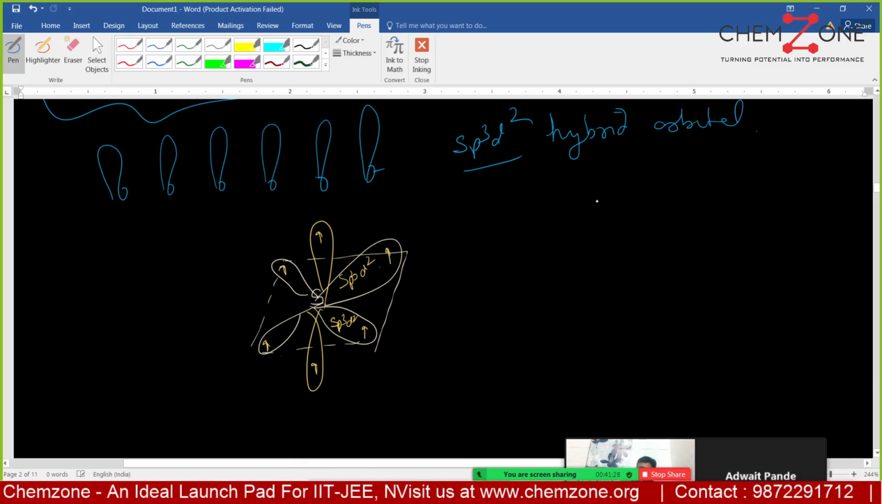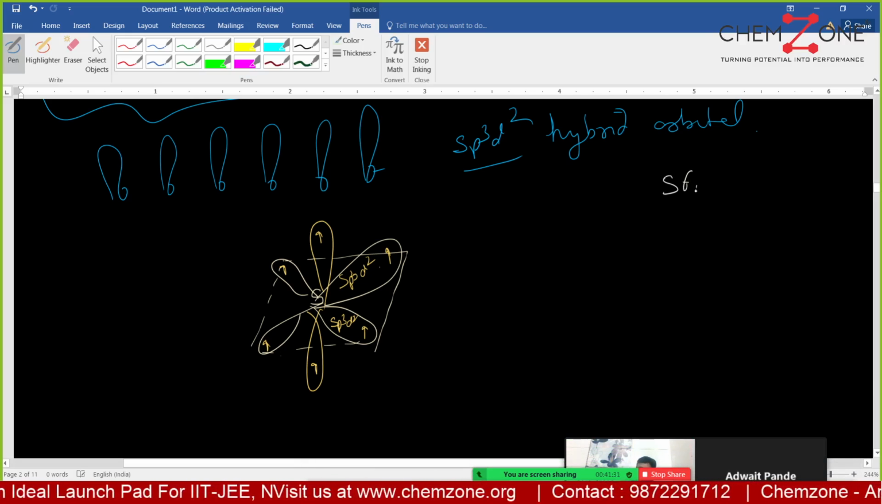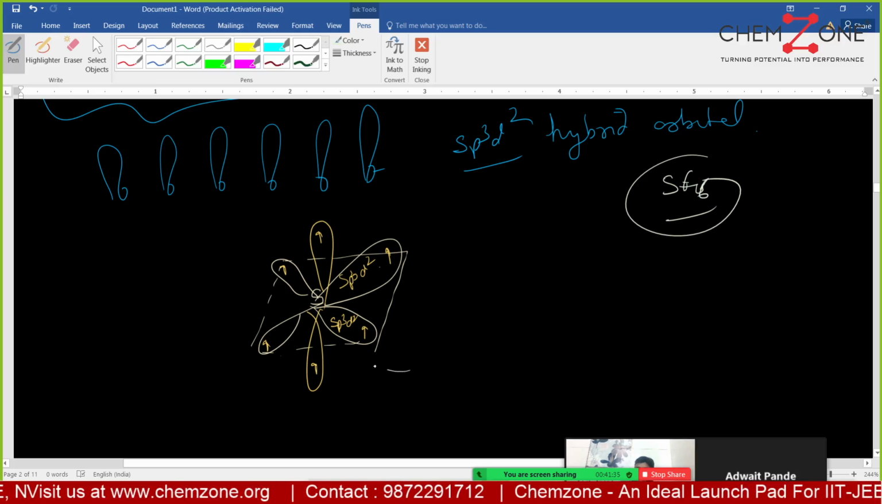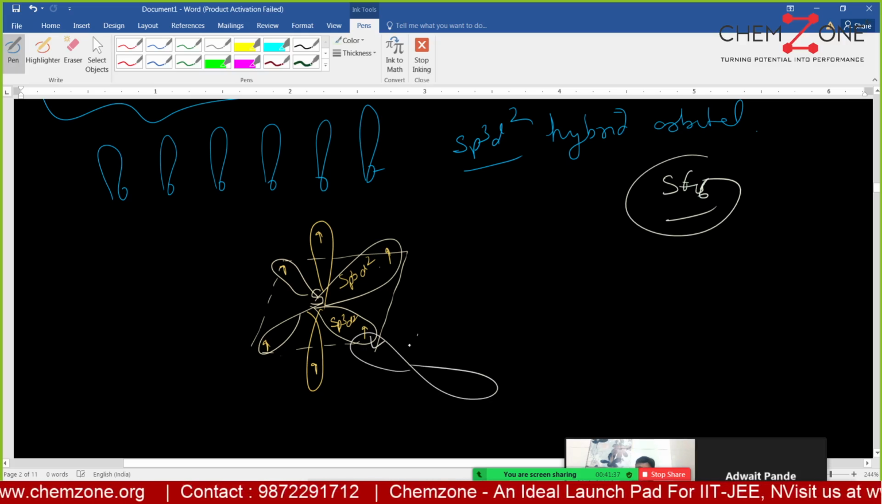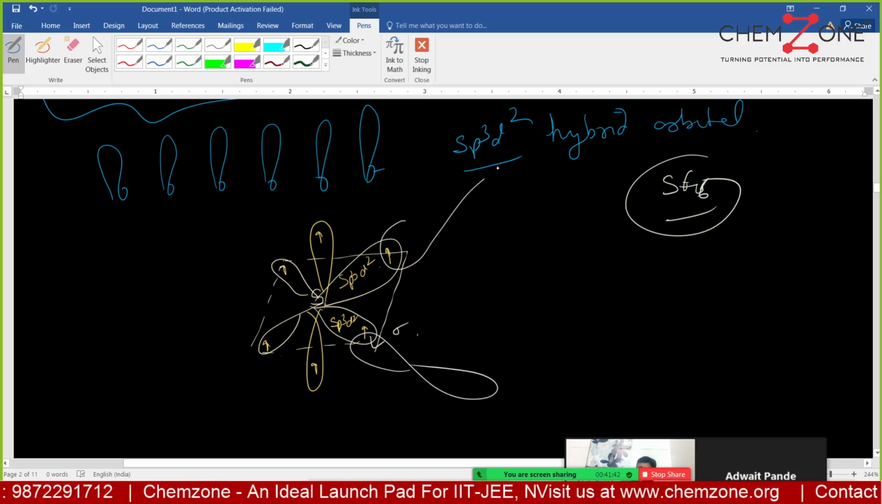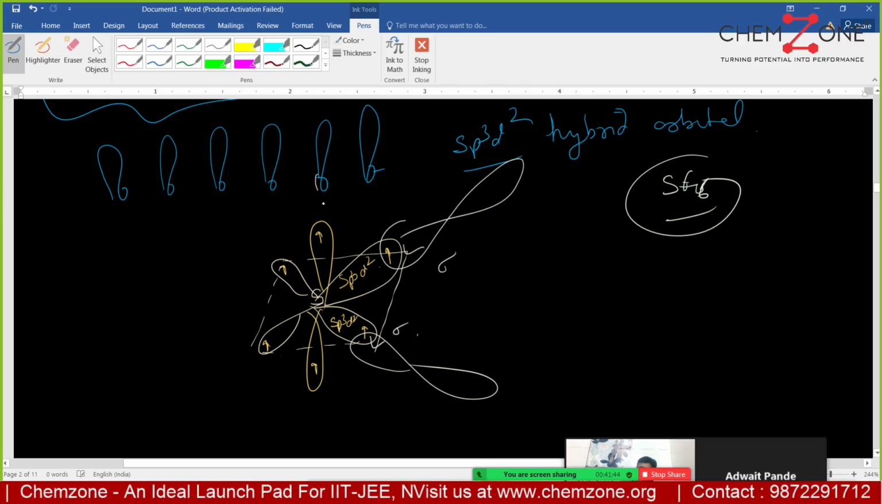Right. So in case of SF6, this fluorine p orbital will be overlapping here. Got it? Fluorine has a p orbital that is unhybridized here, to form a sigma bond here. Understood?